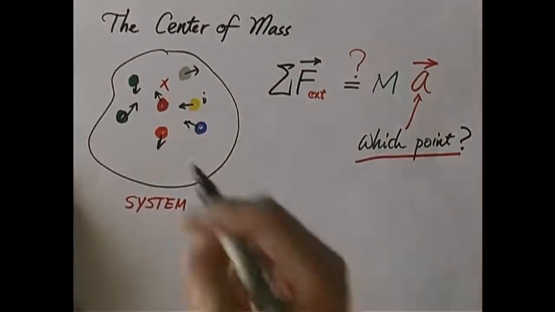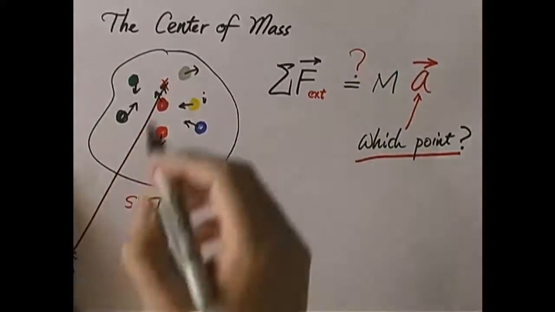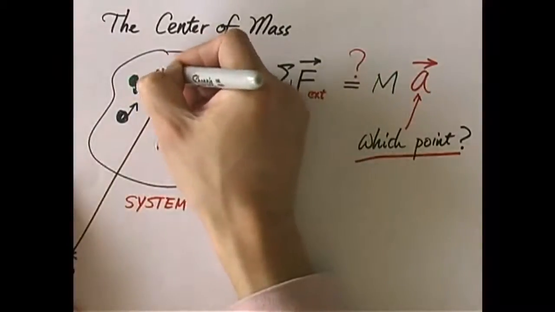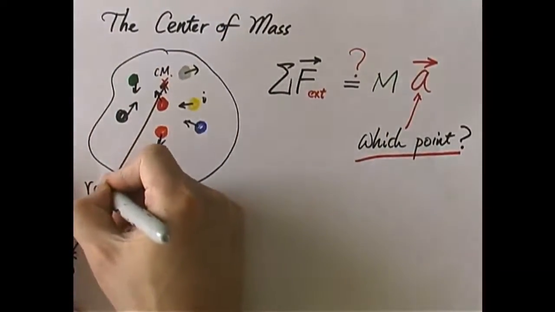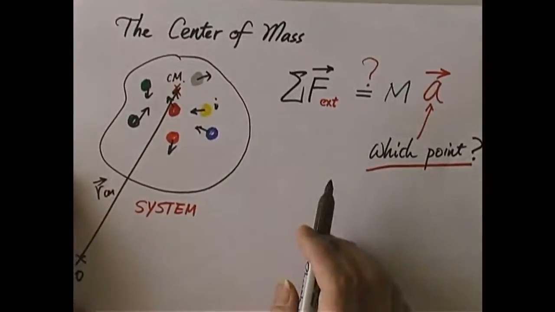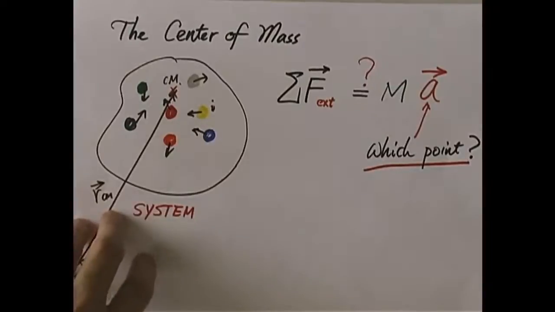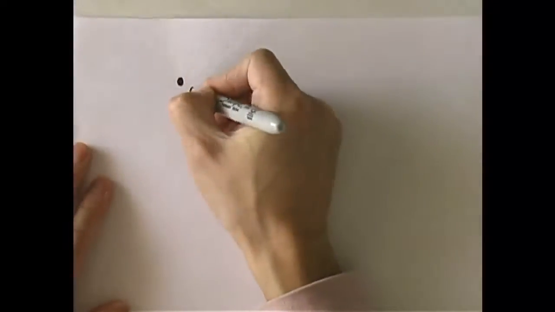And then if I draw a position vector from the origin of the coordinate system to that particular point, I get RCM. What is so special about RCM? It is not just any point. The thing about RCM is that when you apply Newton's second law, you can pretend that the entire system is concentrated at this one spot called the center of mass.